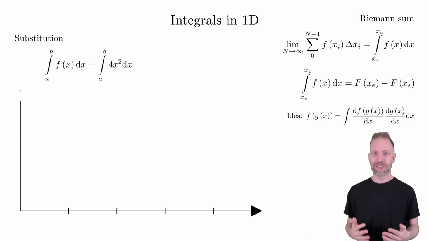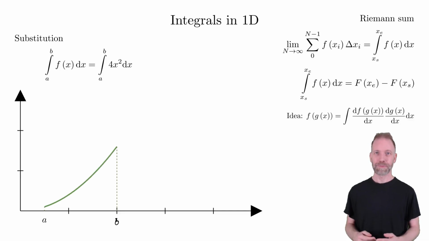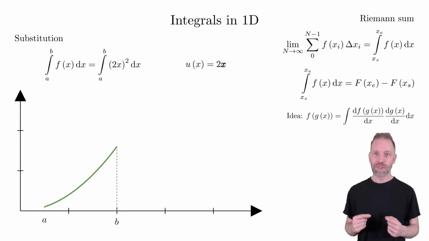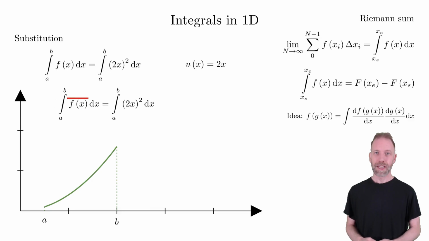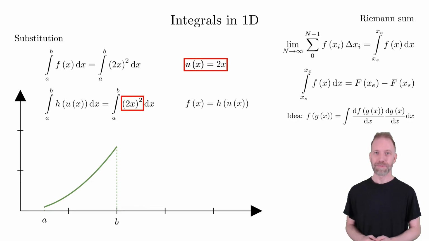Let's say we calculate the integral from a to b of f of x dx, where f of x is 4x squared. To illustrate the substitution, let's rewrite this as the integral of 2x squared. Now set u of x to 2x. This means that we can create a new function h of u of x, which is equal to f of x. And we can insert u of x instead of 2x.